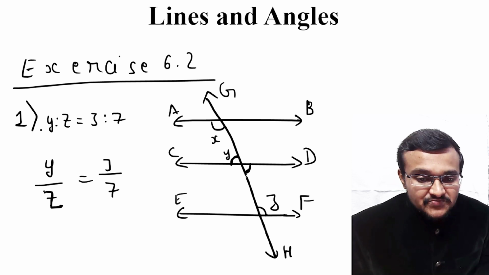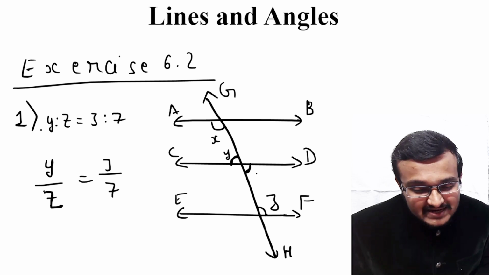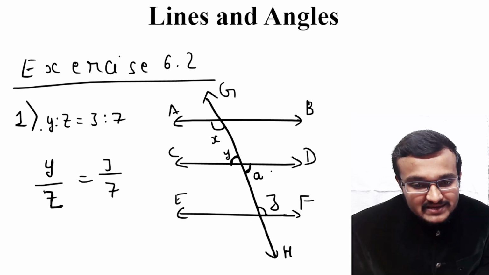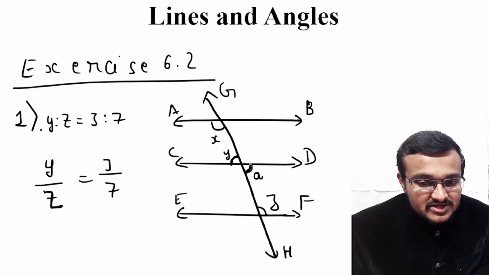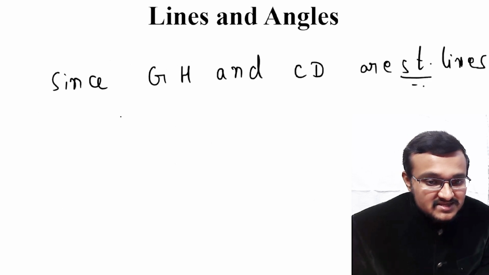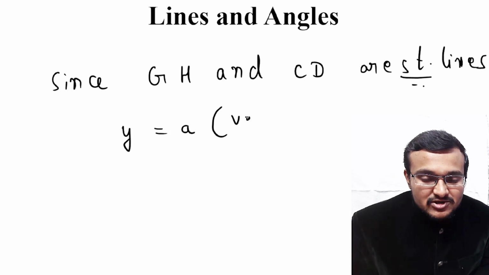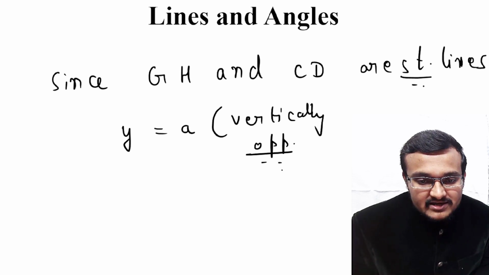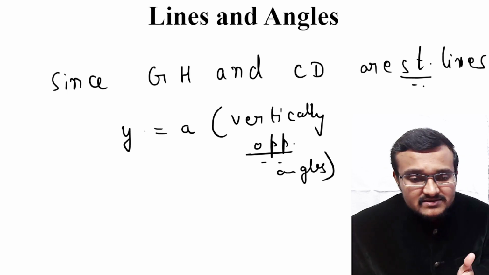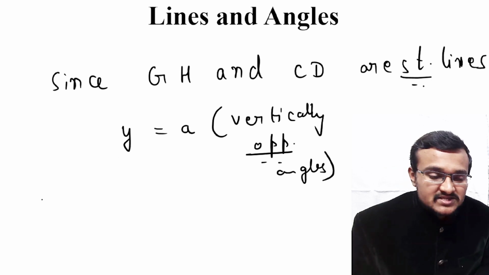This you have learnt. So now we will name this angle as small a. Small a is this particular angle. So here, since GH and CD are straight lines, Y will be equal to a. That is because of vertically opposite angles. Now we'll keep this aside, that is Y is equal to a.